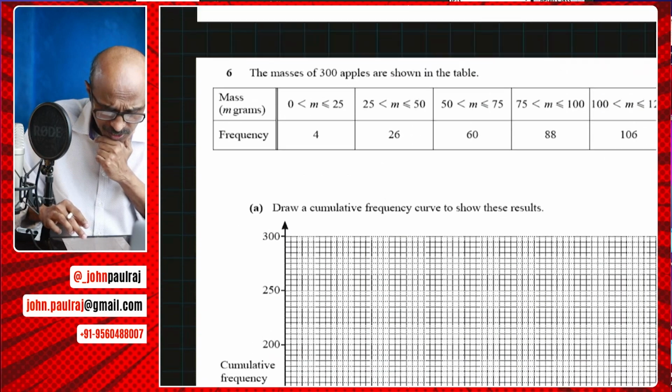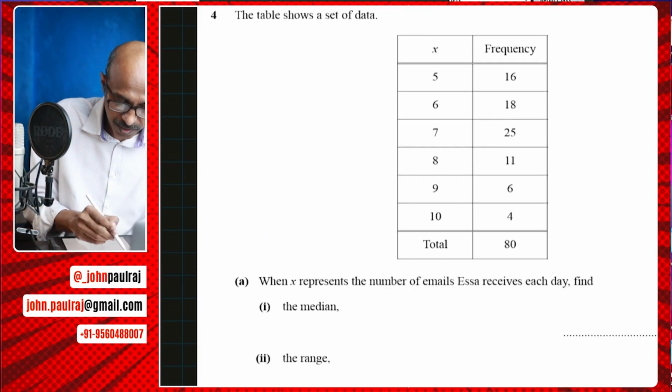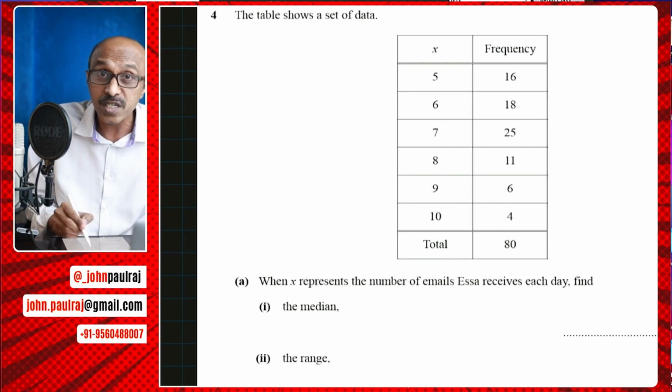Now, what kind of questions? Sometimes they give you this kind of question where the data is ungrouped. All right. So this is an ungrouped frequency distribution. All right.